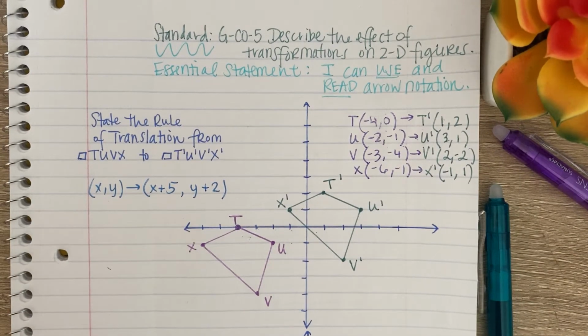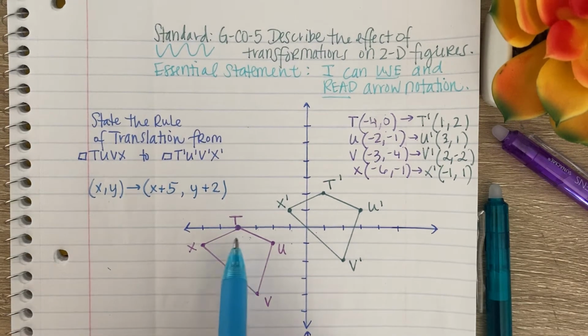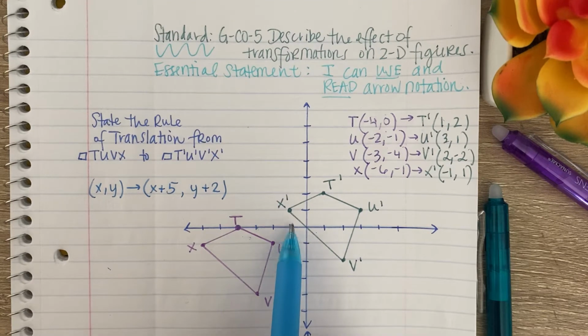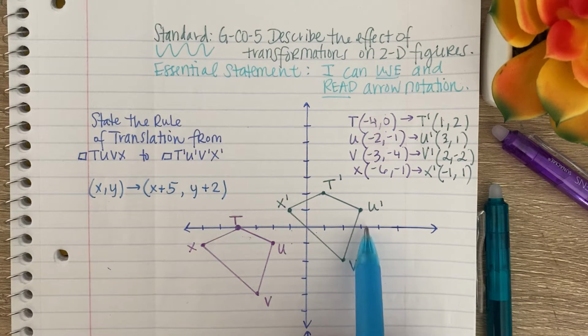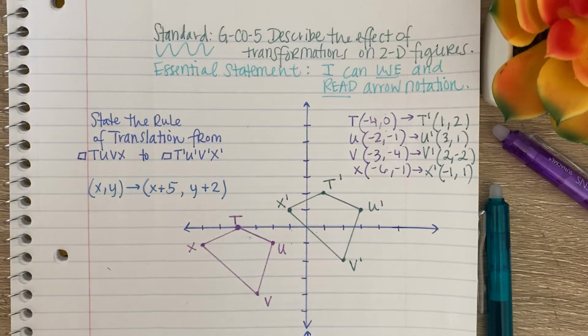But you want to double check the rest of your points. So let's look at X. Okay, 1, 2, 3, 4, 5 to the right and up 2. Perfect. So all of your points should all be moving to the right 5 and up 2.